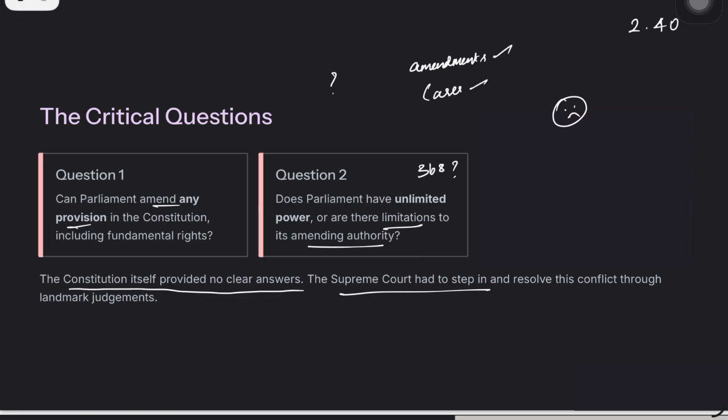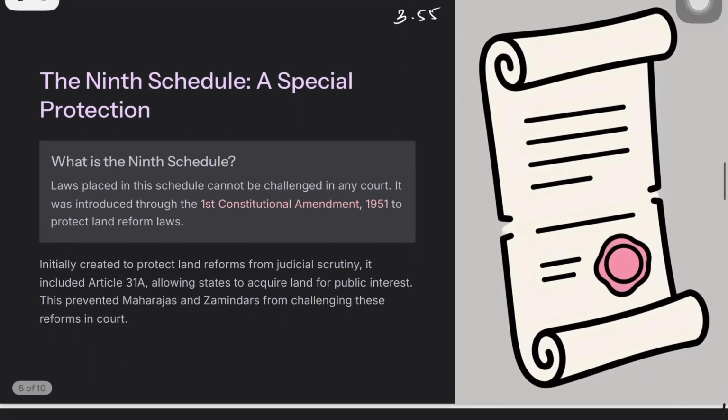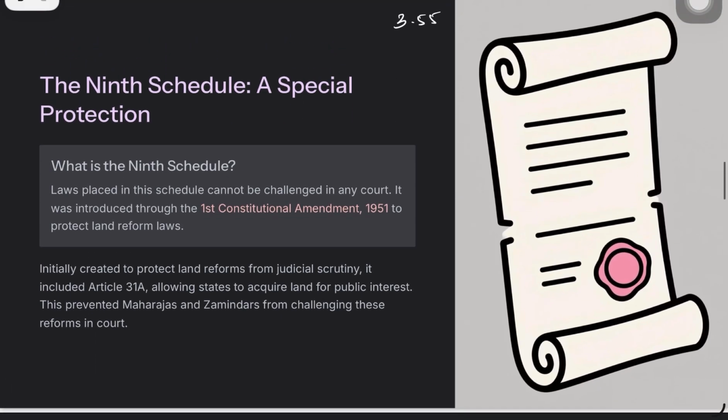It all started from the First Constitution Amendment Act 1951. This amendment introduced Article 31A that provided the state with the privilege that they can acquire any land from anybody in the interest of the general public. Not just this, it also snatched the powers of the Supreme Court to review the laws made by the Parliament. It introduced a new schedule called the 9th Schedule.